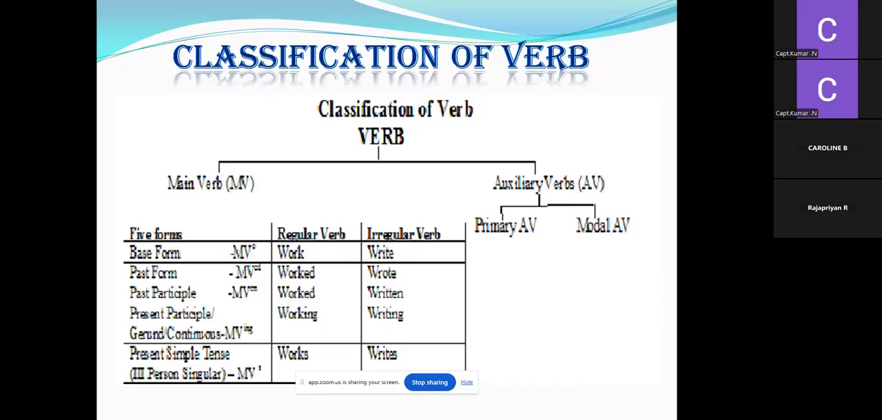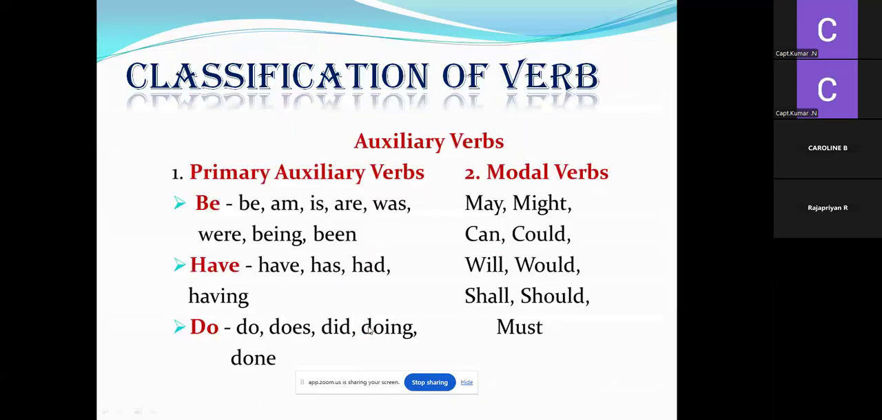Then this one is the most important form of the verb, which I always tell my students to think of as a special verb. That is the present simple tense, third person singular. It is called the s form verb: works, writes. Because using this verb, many make mistakes. So we will move on to the auxiliary verbs.